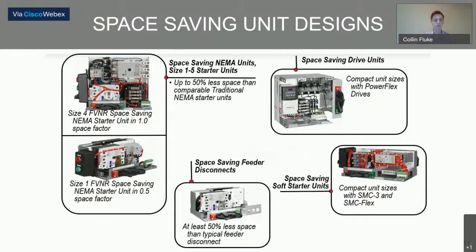Feeder breakers in the middle on the bottom. So this is a disconnect that is a half space factor. So say you only have one space factor unit, but you need two 50 amp breakers. Well, using this design will allow you to include those two 50 amp breakers. One thing to note is we can see the disconnect handle is actually horizontal in these space-saving units.